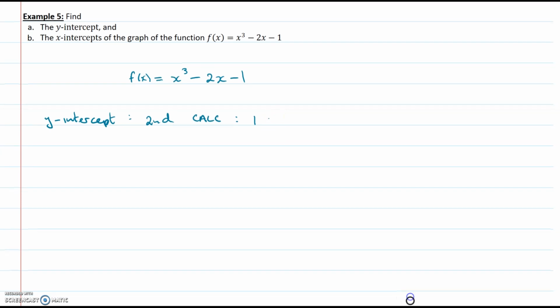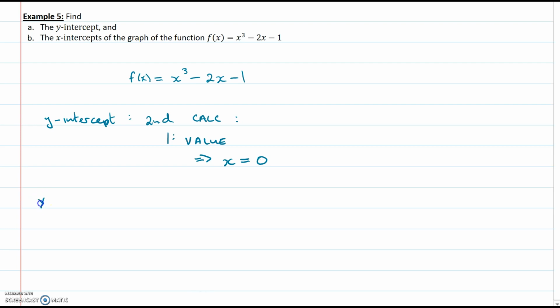Sorry, let's write that down below because it's going to make it a little bit easier. 1 value. And for the y-intercept, we know that x equals 0. So then we're going to type in that x equals 0. Okay? And we'll figure out what the calculator shows us from there.